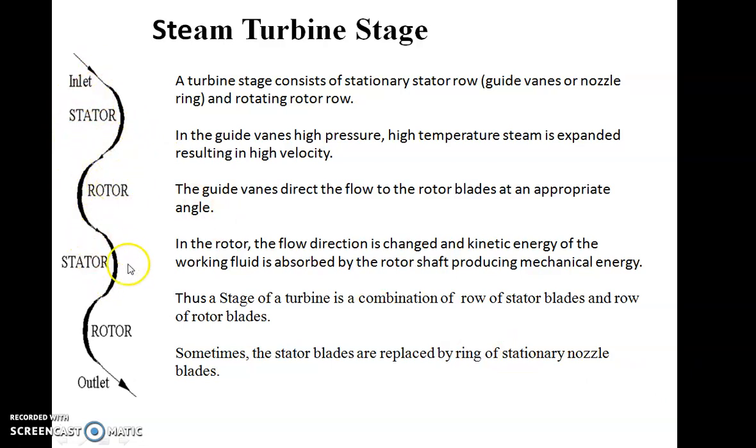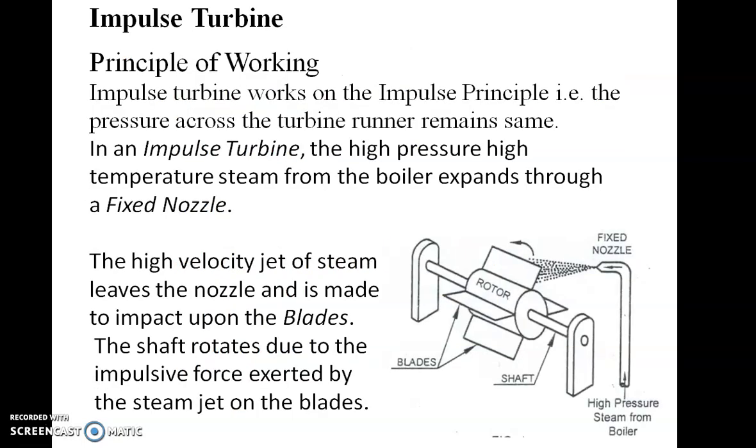Again there will be stator and rotor. So this will be the second stage. So this is a two-stage turbine shown in the figure. This is the inlet and outlet. Why so many stages are used, that we'll see afterwards, but for the time being you remember that the stage is nothing but a term which consists of a stationary stator row and a rotating rotor row. That is called a stage.